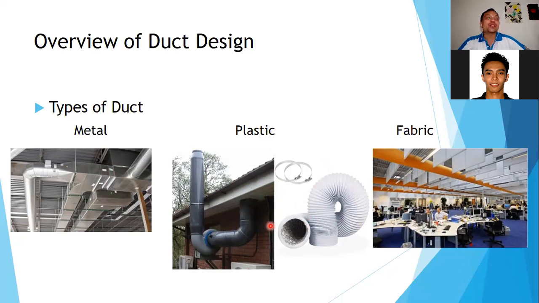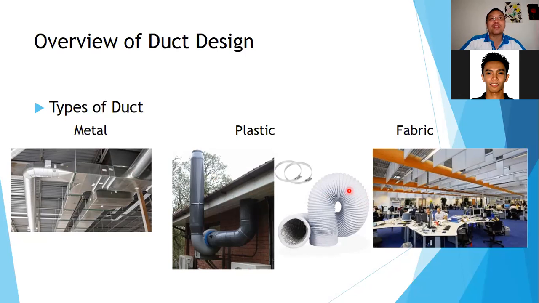And also those that are fashionable and away from the norm, they use fabric. So this is the new type of ducting system now, the fabric type ducting system. So these are the different types of a ducting system, the metal, the plastic, and the fabric.